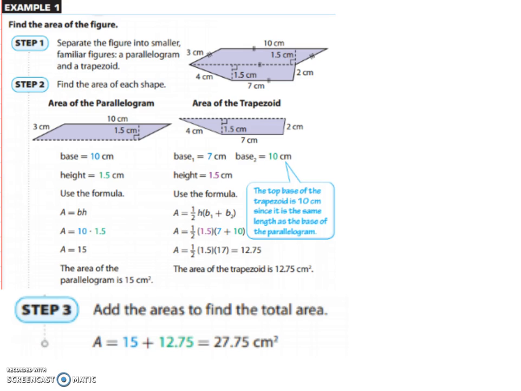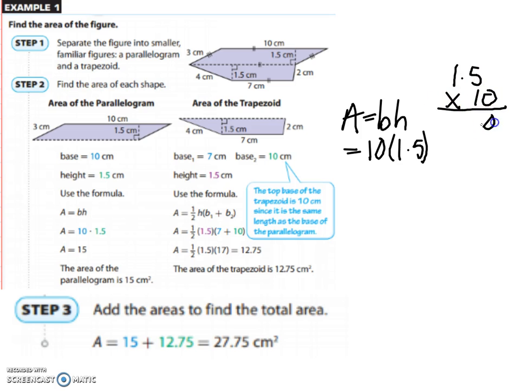The first, we have a composite figure of a parallelogram. And if you remember, the formula is area equals base times height. So my base is going to be 10, and my height is 1.5. So we multiply 10 times 1.5. So we have 15 for the parallelogram, 15 centimeters squared.